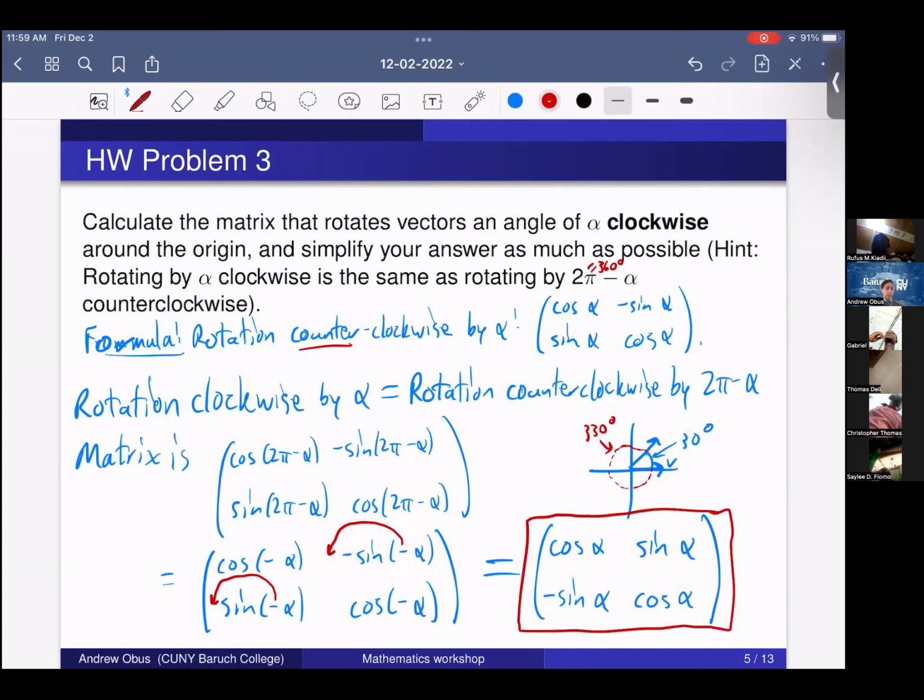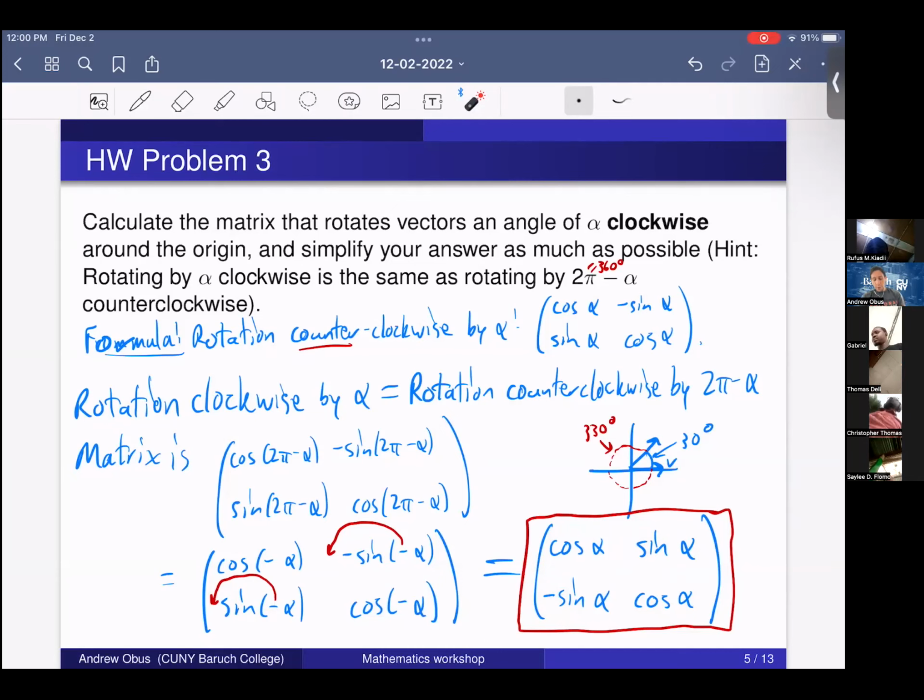Okay, so this is the formula for rotation clockwise by alpha. It's exactly the same as the formula for rotating counterclockwise by alpha. The only difference is the minus is over here in the bottom left instead of being up here on the top right. So rotation clockwise by alpha looks almost the same as rotation counterclockwise by alpha, except you move the minus from top right down to the bottom left.